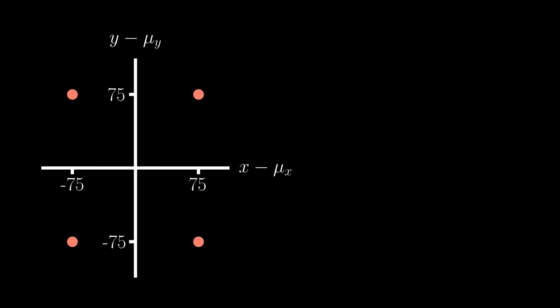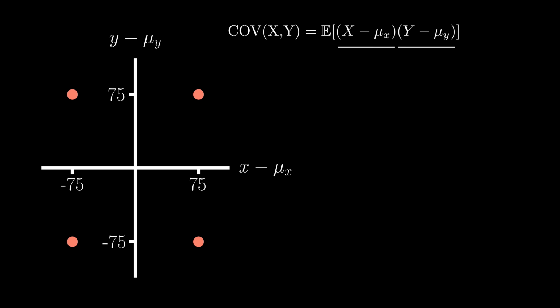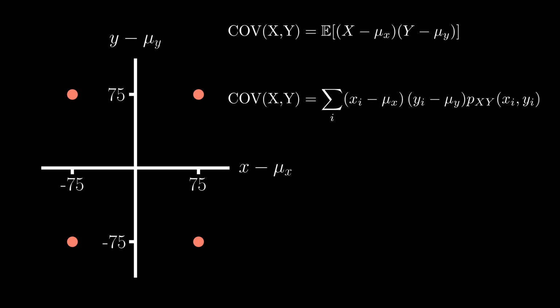Let's now replot the scatter plot, but with the mean values of X and Y subtracted from each point. Now, why do this? By centering our data, we can see more clearly how X and Y jointly move relative to their individual means. And this brings us to the idea of covariance, which is the expected value of the product of how much X and Y deviate from their own mean values. In our discrete case, this simply means taking a probability-weighted sum of these products. More simply put, covariance tries to measure whether X and Y tend to move together relative to their means.